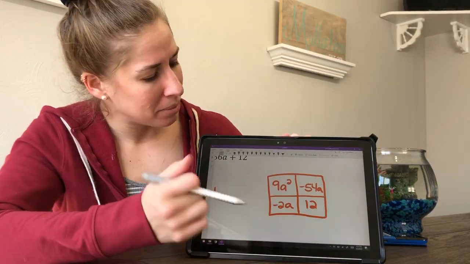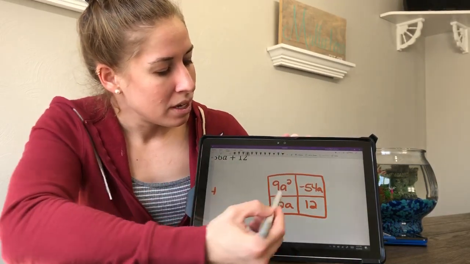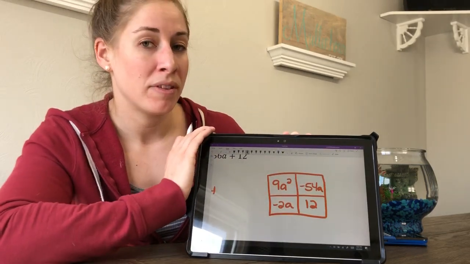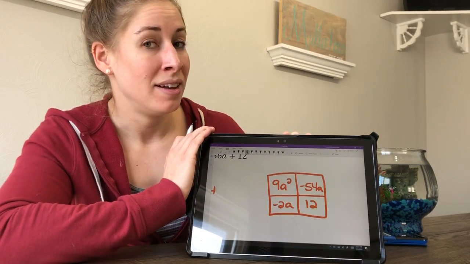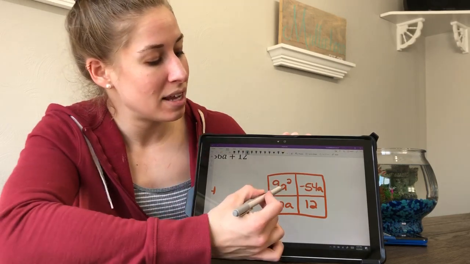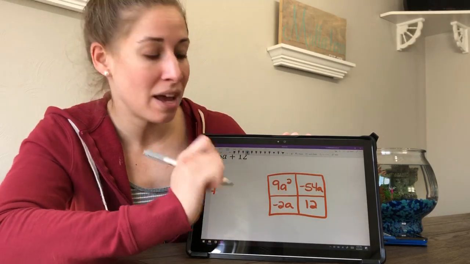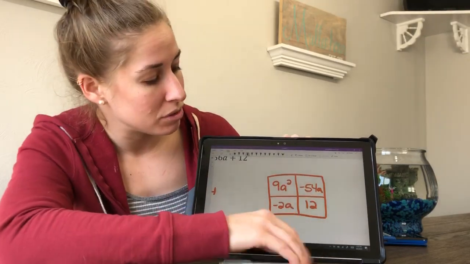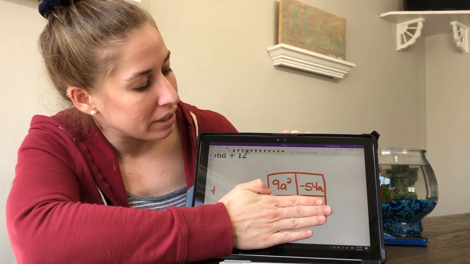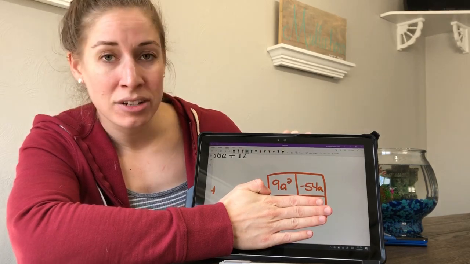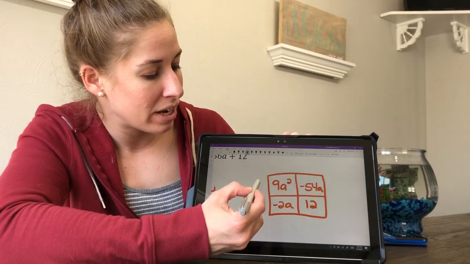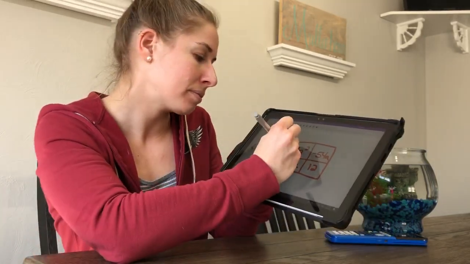All right, so 9a squared, negative 54a. What number can you divide out of both of them? 9. And then this has a squared, so 2 a's, a times a, and this has 1 a. So you can also factor out an a from both of those two. So we're just looking at the top row here. 9a is our greatest common monomial, so we're factoring out, and that goes right out here to the left.